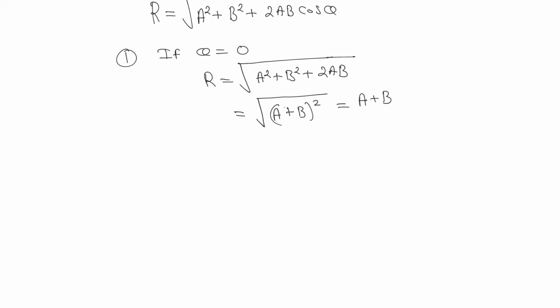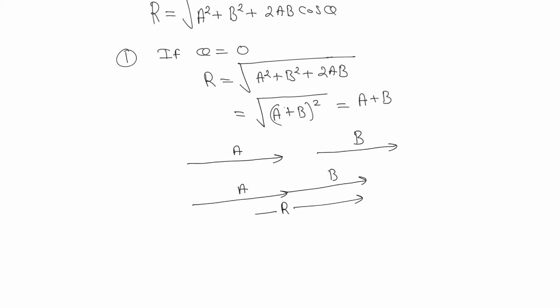We can observe the physical meaning of this. If you have a vector, and another vector b vector, and these two are in the same direction, or the angle between them is 0, then finding a vector plus b vector, the resultant vector will have a magnitude equal to a plus b.